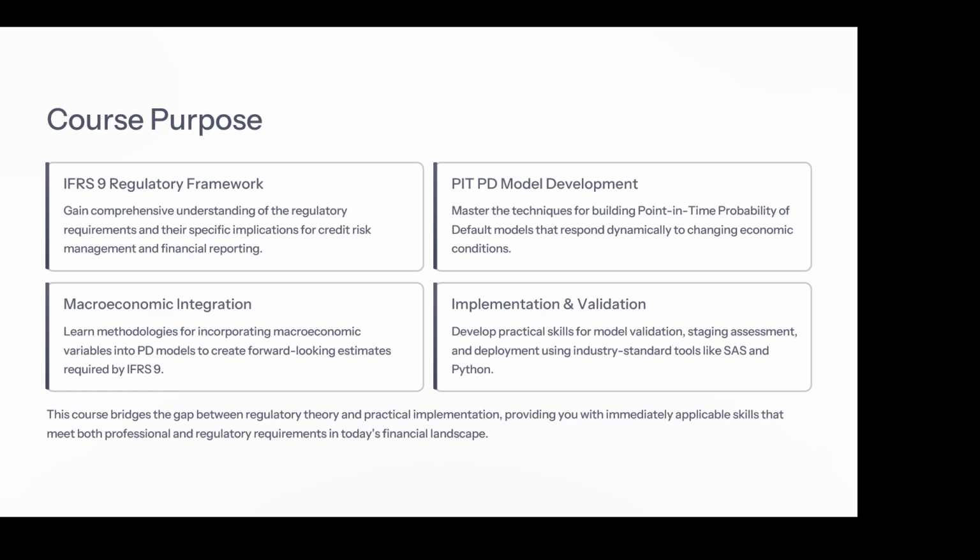Our goal is to give you: 1. A solid understanding of IFRS 9 and its impact on credit risk management. 2. The techniques to build point-in-time PD models that respond to changes in the economy. 3. The know-how to bring macroeconomic data into your models so they're forward-looking as IFRS 9 requires. 4. The skills to validate, stage, and deploy these models using tools like SAS and Python. This isn't just theory. You'll be learning practical, real-world methods that you can apply straight away.